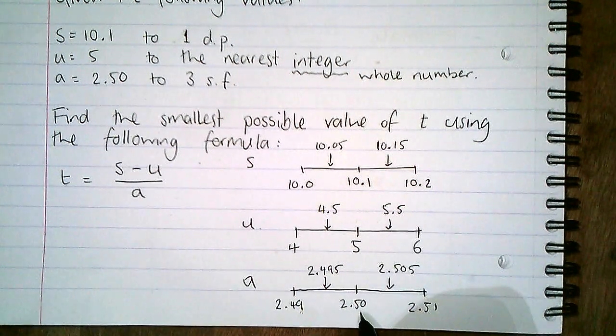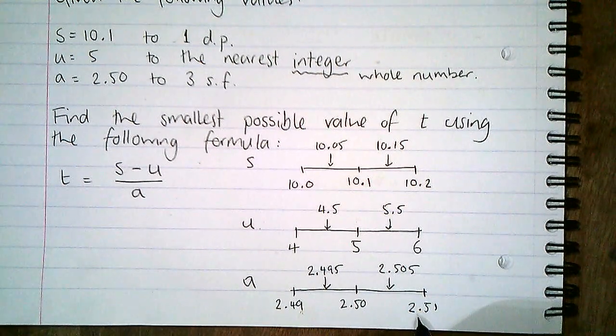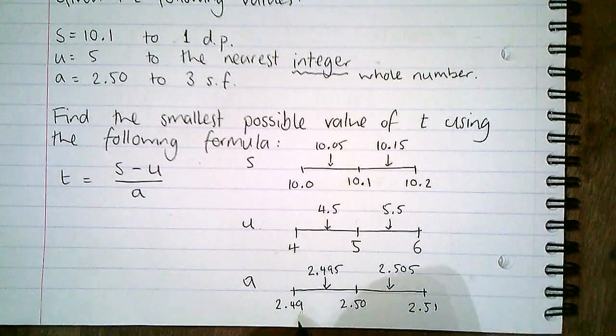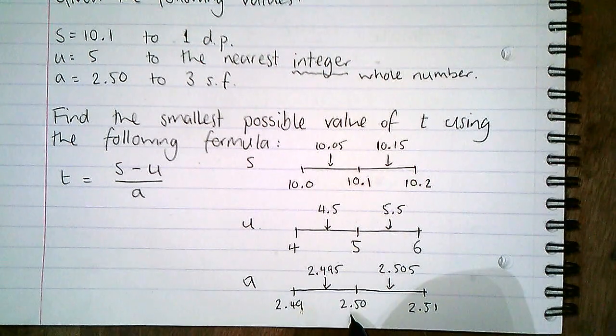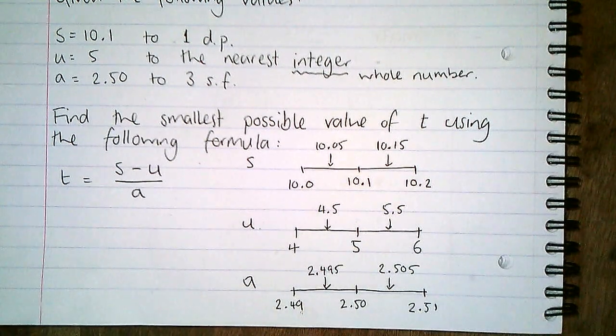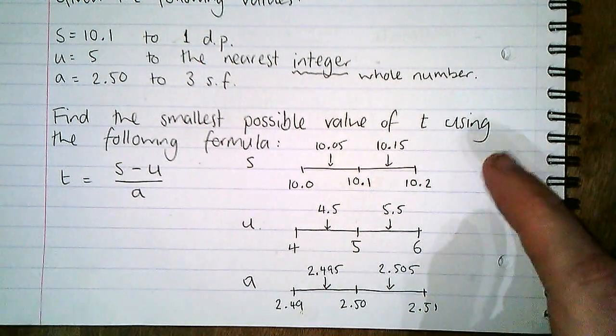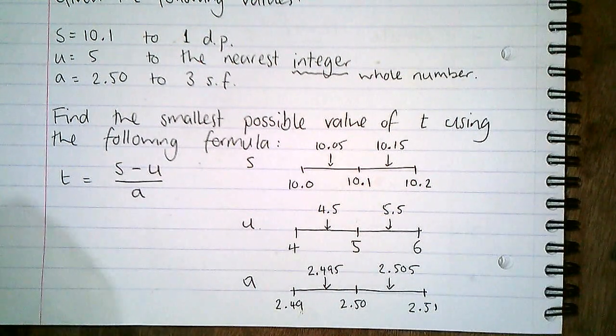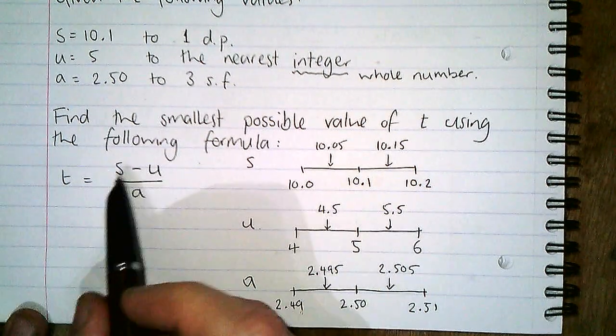So halfway between 2.50 and 2.51 is 2.505. Halfway between 2.49 and 2.50 is 2.495. Now, you've got all the values for the upper and lower bounds of each of the three quantities. What we want to do is choose which ones we're going to use.